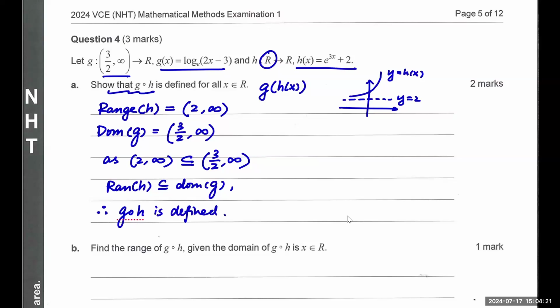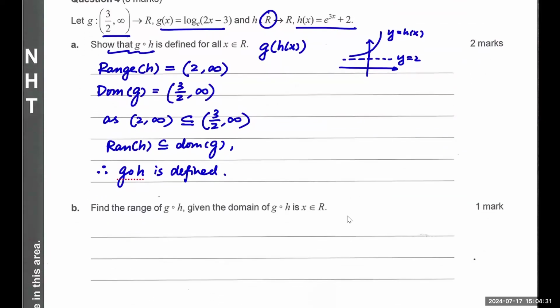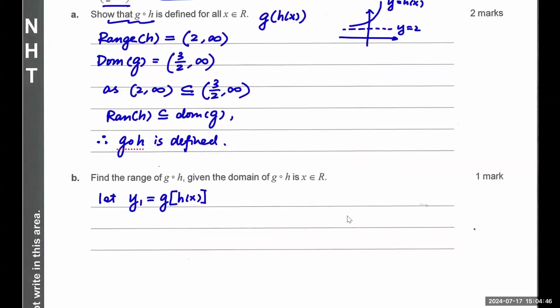Okay, so I suppose that is using the range of the inner function as a subset of the domain of the outer function to make the composite function defined. Find the range of G of H given the domain of G of H is x belongs to R. So let y1 equals G of H of x. This is what I'm going to write first, because I want to make some consistent notations throughout the question.